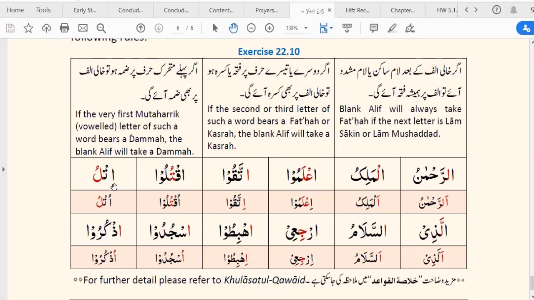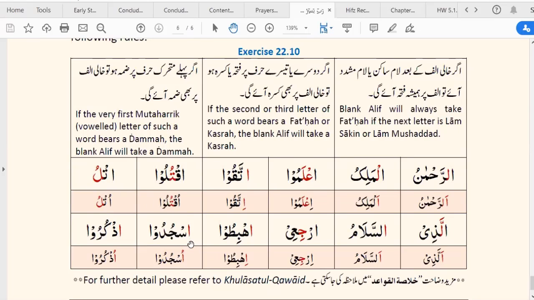So the second letter has a sakin, so we leave it alone, and then the third letter has a dhamma on it, so we put the dhamma on the alif. Okay, have a go. Utlu. Good. I'm going to do two more with you.